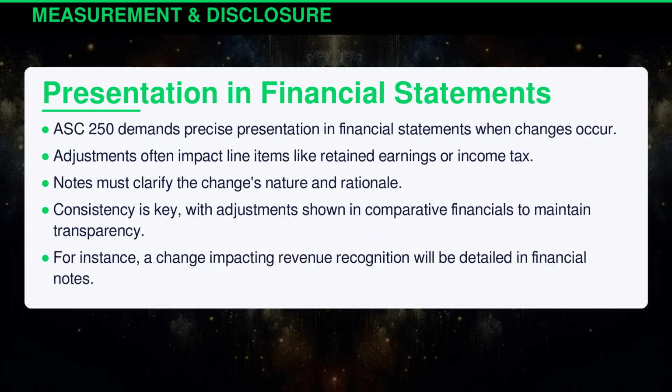ASC 250 demands precise presentation in financial statements when changes occur. Adjustments often impact line items like retained earnings or income tax. Notes must clarify the change's nature and rationale. Consistency is key, with adjustments shown in comparative financials to maintain transparency. For instance, a change impacting revenue recognition will be detailed in financial notes.